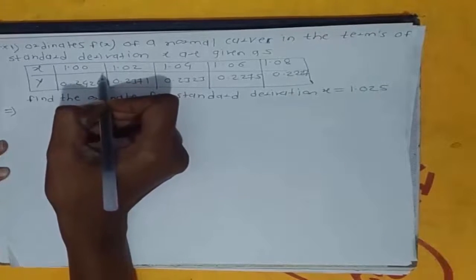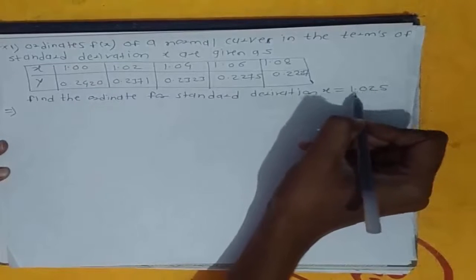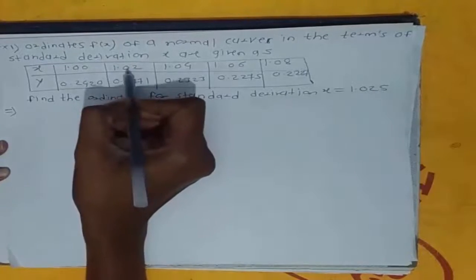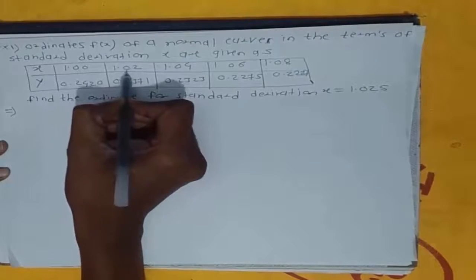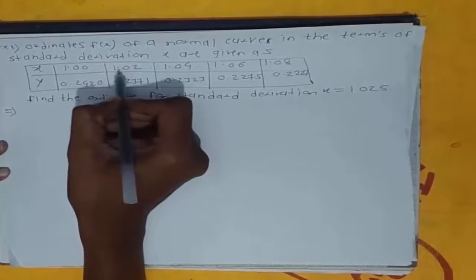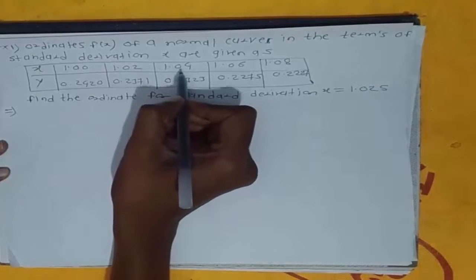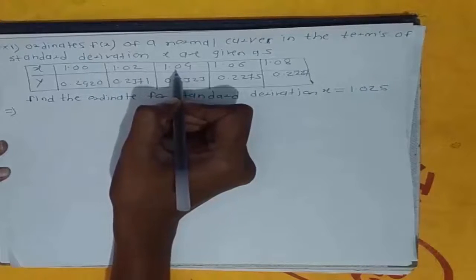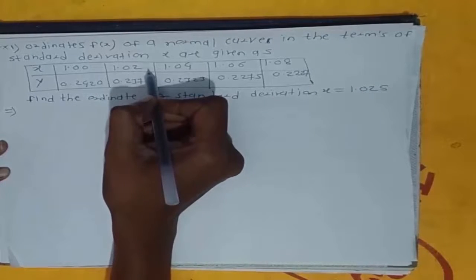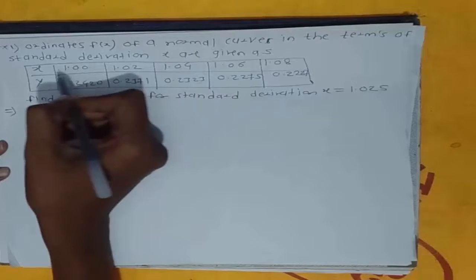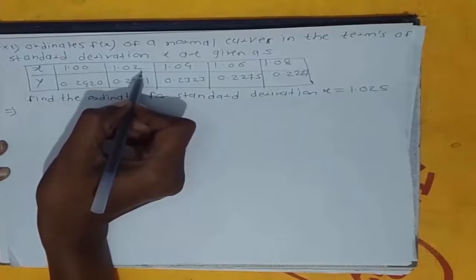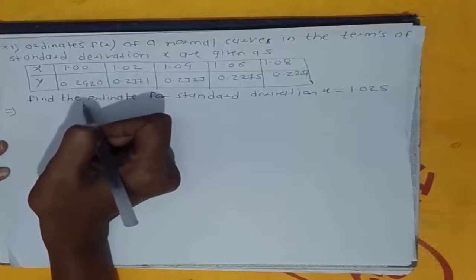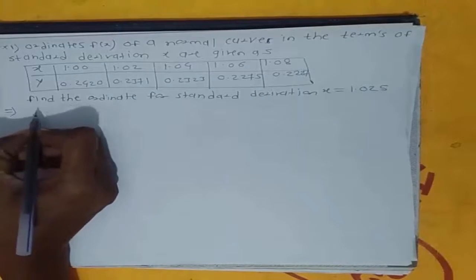Okay, so if we observe here, the point, that is the value of x equal to 1.025, lies between these two values, 1.02 and 1.04. That is, the value of x at which we have to interpolate is near the starting of the tabular values. So we use the Newton's forward difference interpolation formula.